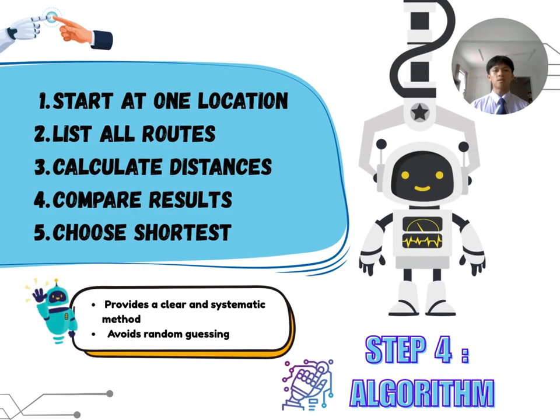The fourth step is algorithm, where I develop a clear step-by-step procedure to solve the problem. First, I started at one location. Then, I listed all possible routes that visit every location once. After that, I calculated the total distance for each route. Next, I compared all the results. And finally, I selected the route with the shortest distance. This algorithm provides a systematic way to solve the problem and ensures that the solution is not based on random guessing. It also makes the process repeatable and easy to understand.